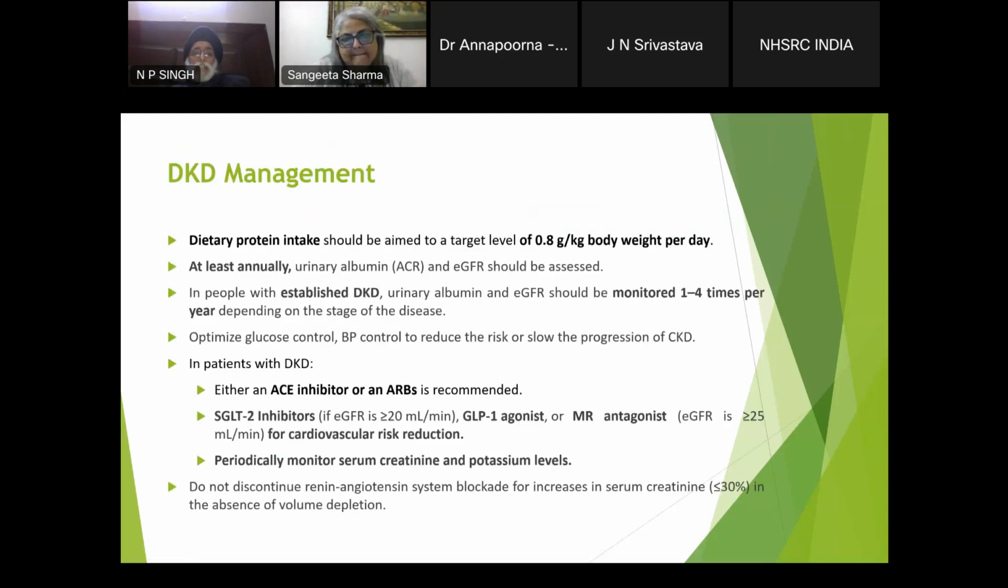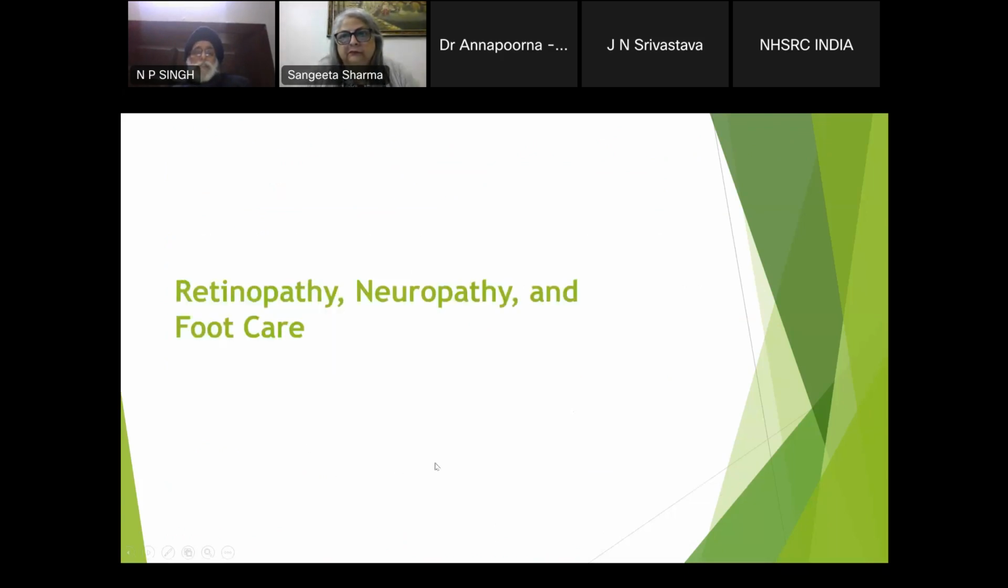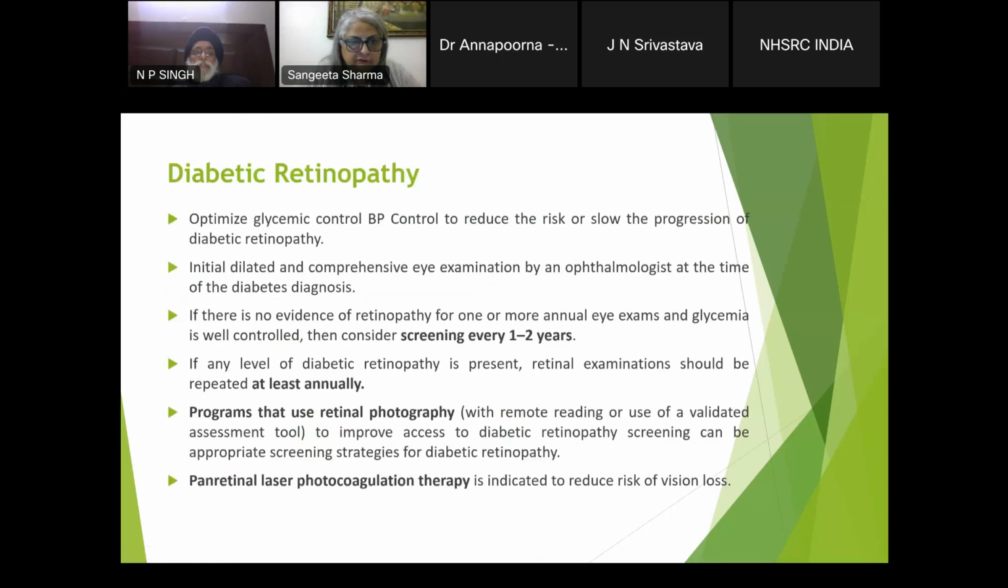So, as far as diabetic kidney disease management is concerned, these are some of the standard guidelines. We've talked about that. We need to ensure that patients are on ACE inhibitors and ARBs. We have to look at the creatinine rise and monitor them carefully for hyperkalemia. We should continue with SGLT2 inhibitors unless the GFR has gone to less than 25. We should periodically monitor serum creatinine and potassium level. And these three important things: diabetic retinopathy.